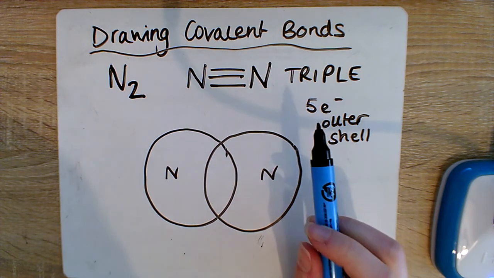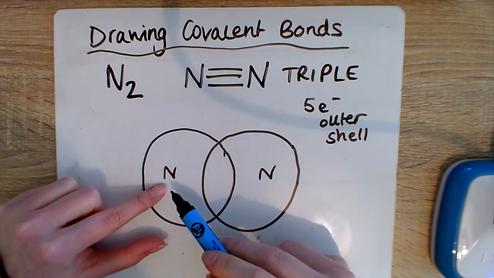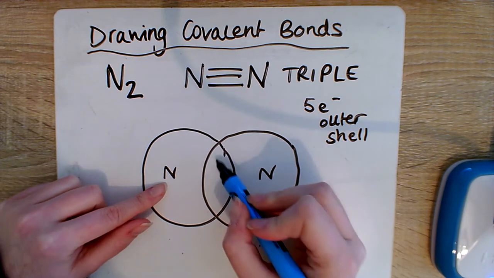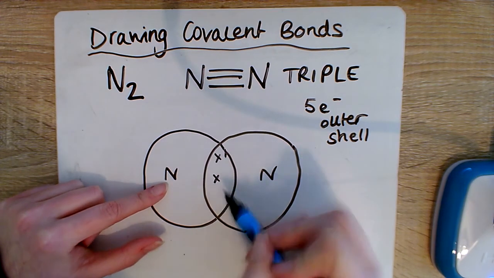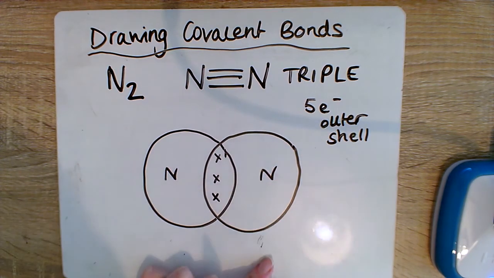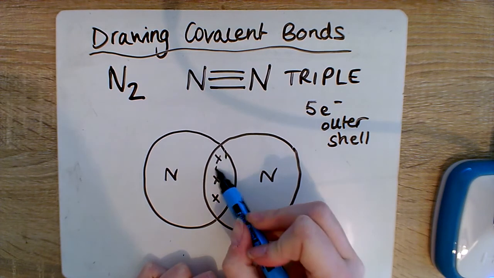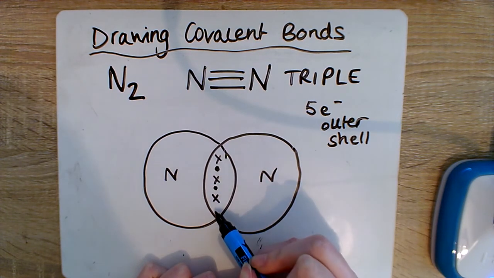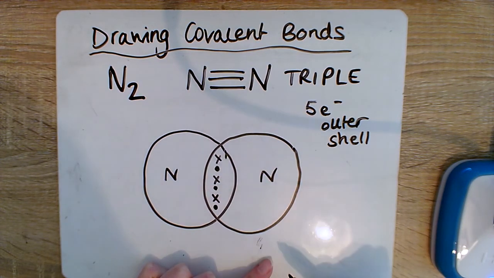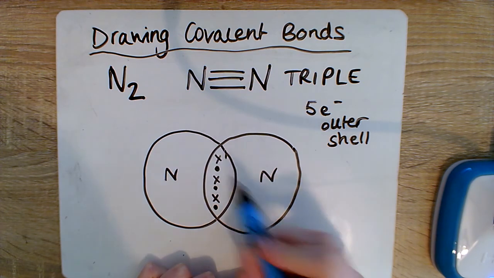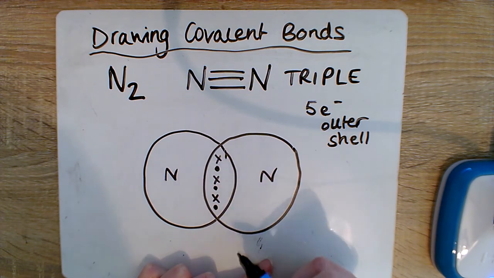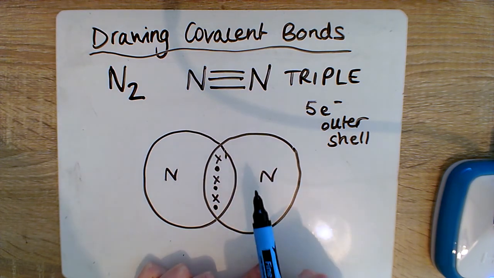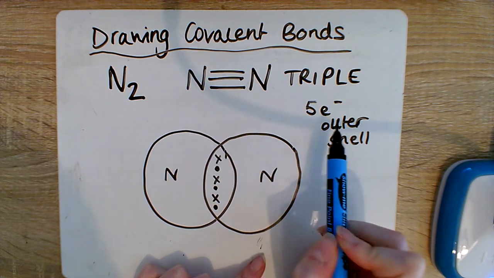So we've said we've got a triple bond. So this nitrogen is going to have 3 electrons in the middle, 1 for each triple bond. And this nitrogen again is going to do the same. It's going to have 3 electrons in the middle, 1 for each bond, like that. So we've got an awful lot of electrons now here in the middle. So we know that each nitrogen has 5 of its own electrons.